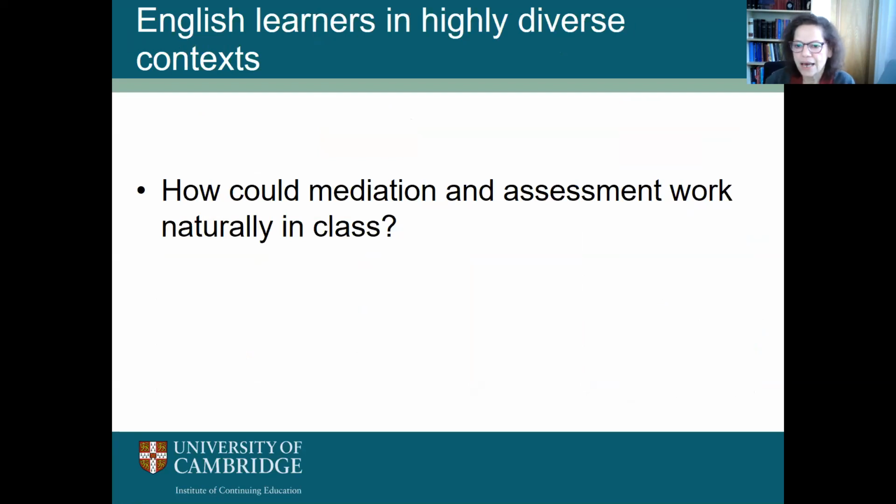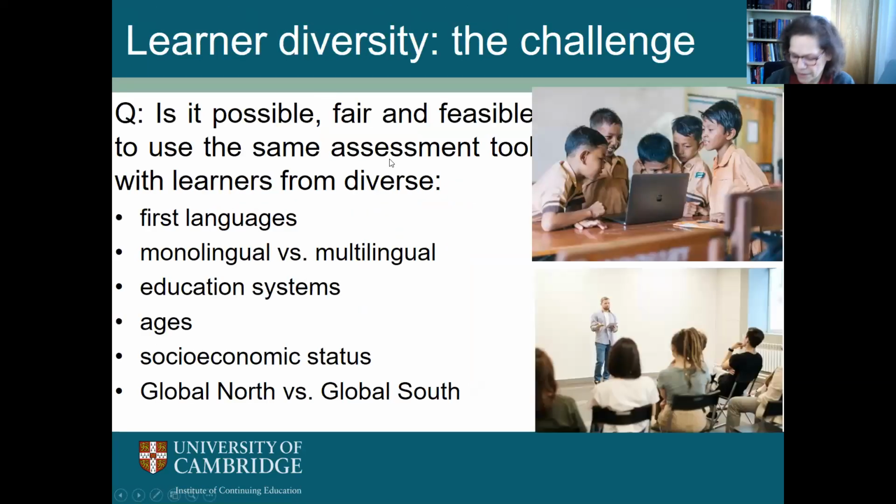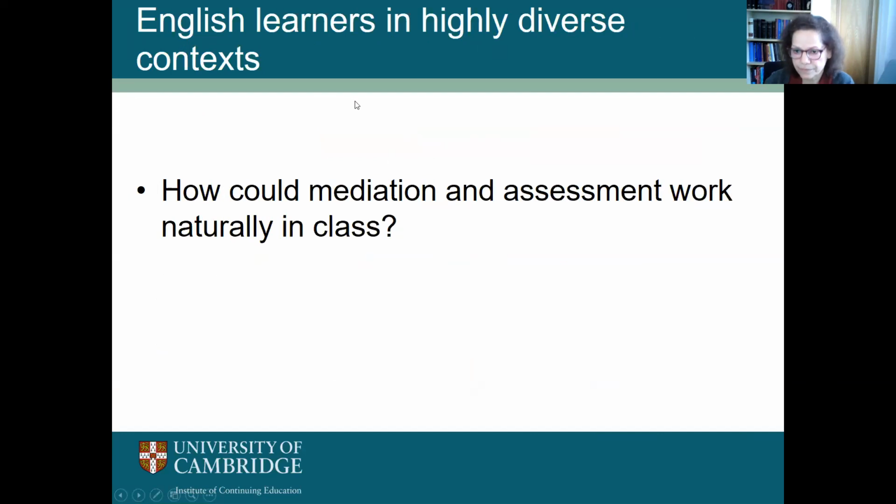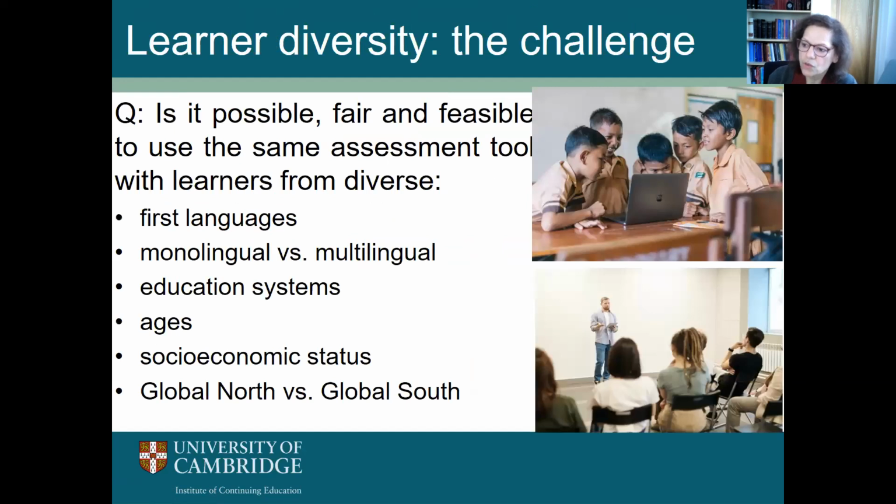So the question is, how would mediation and assessment work naturally in a class? And keeping in mind that we're looking at learners of English around the world in diverse contexts. So the challenge that comes with learner diversity, and the question that I would like you to think about, is whether it is possible, whether it is fair, and whether it is feasible to use the same assessment tool with learners who come from diverse backgrounds.